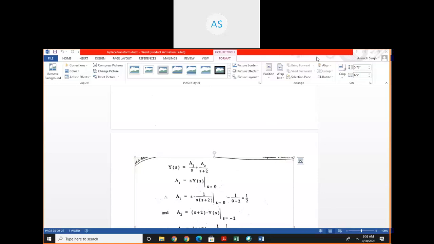So by using the Laplace transform, you can easily calculate the impulse response or the unit step response of a given system, or you can easily solve a differential equation.